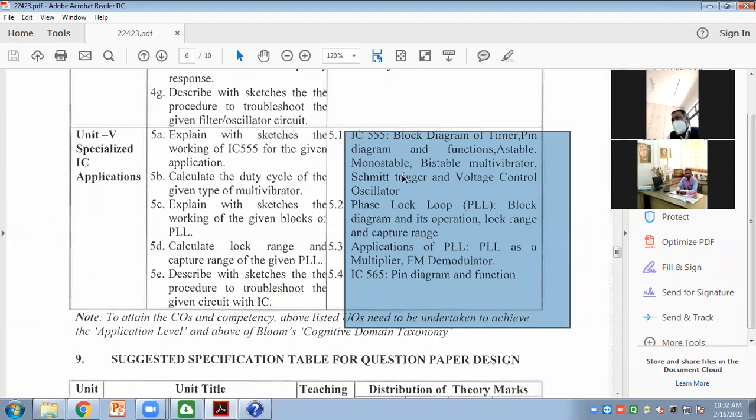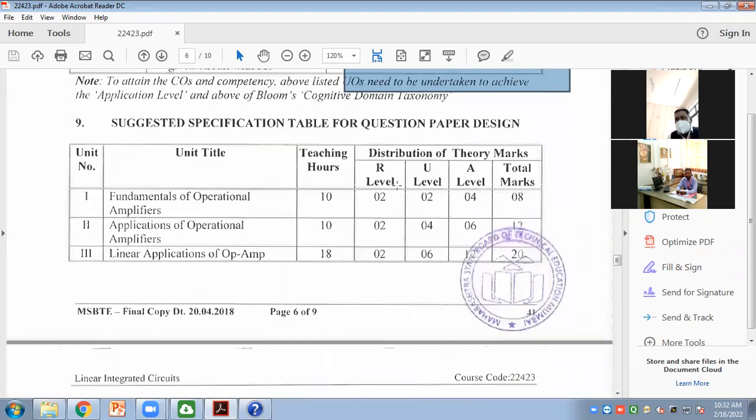So we are going to study the block diagram of the timer. What do you mean by timer? Pin diagram of timers and functions, astable, monostable, and bistable multivibrators. Then Schmitt triggers, voltage controlled oscillators. This part we are going to study in detail. Then applications of PLL. What is the need of PLL? Where is it required? What is PLL? Its block diagram, operation, lock range, capture range, that we are going to study. That is IC565, its pin diagram, its functions. That we are going to study in detail.